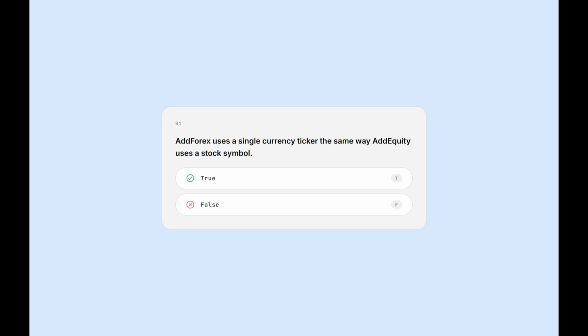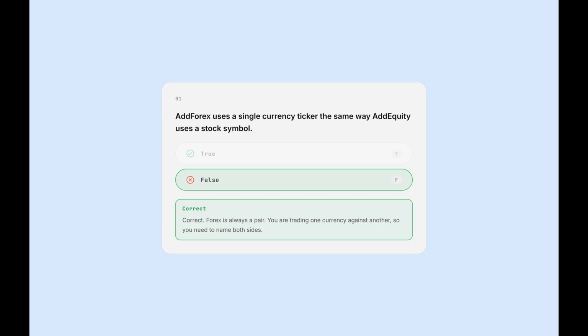Here's a quick knowledge check. AddForex uses a single currency ticker the same way AddEquity uses a stock symbol, true or false. And the correct answer is false. Forex trades pairs, not single assets. You pass in both sides of the exchange like EURUSD, not just one currency on its own.